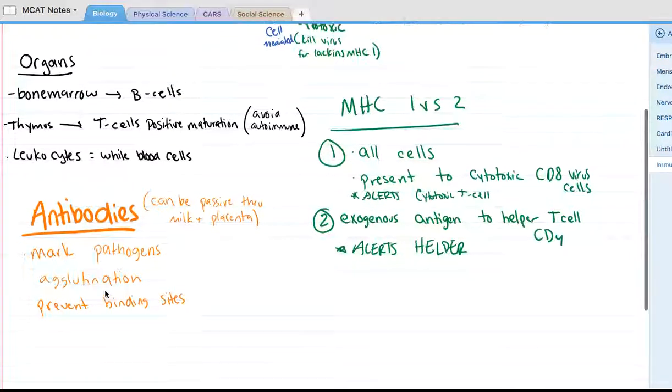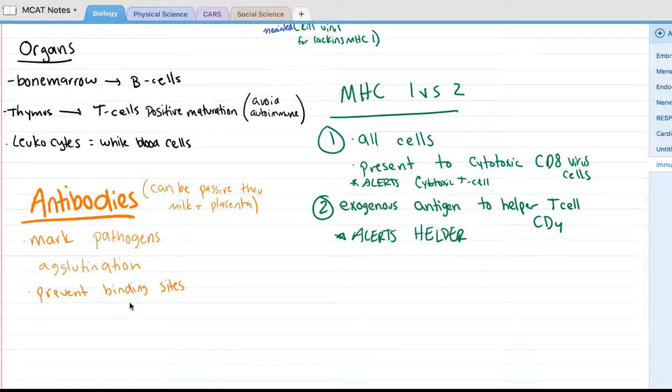And you have antibodies that bind and prevent viruses or other pathogens from binding to cells and reproducing.